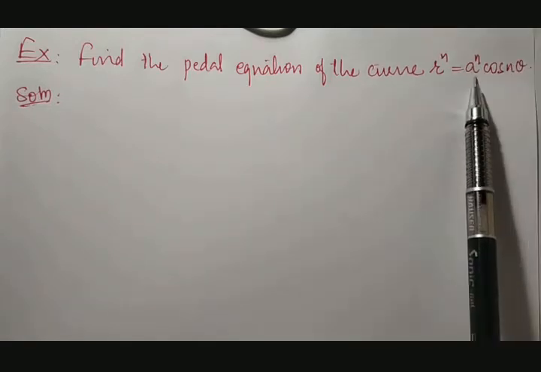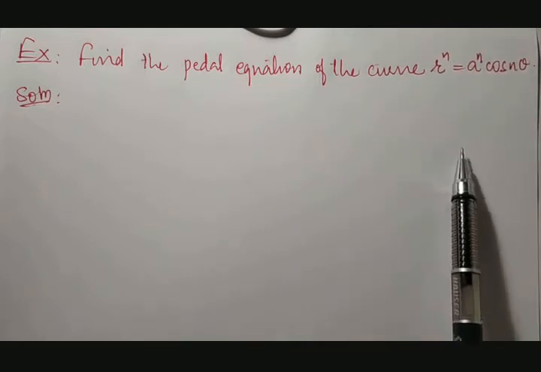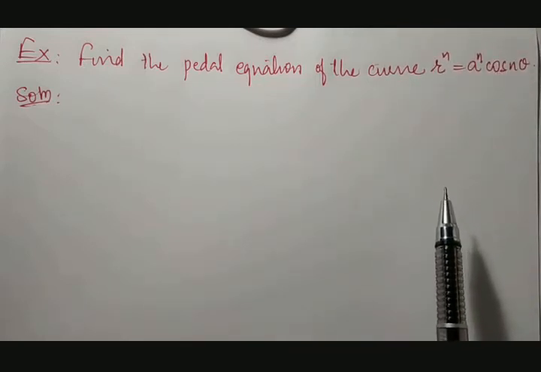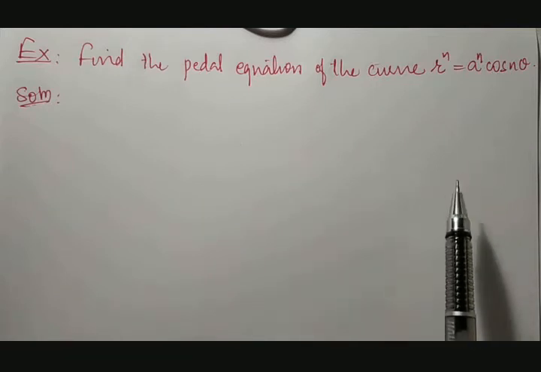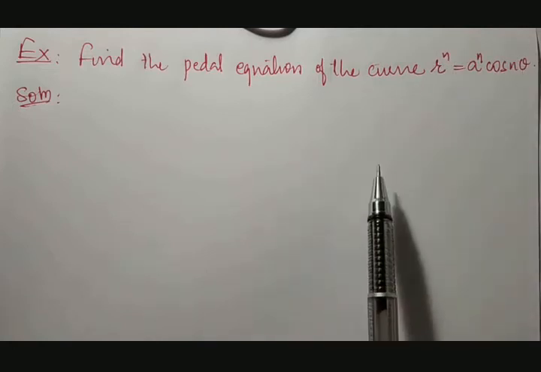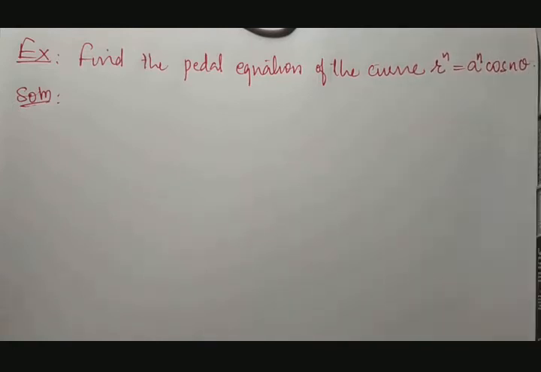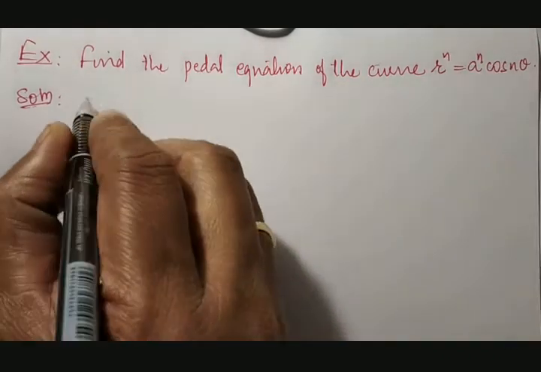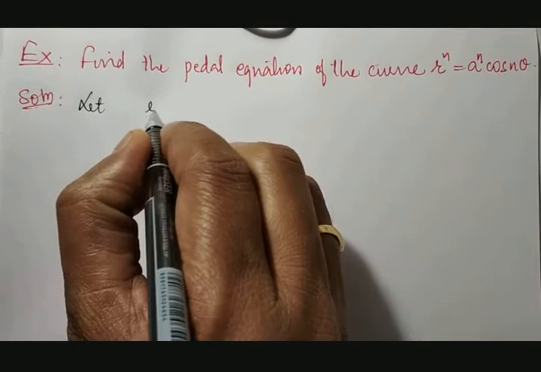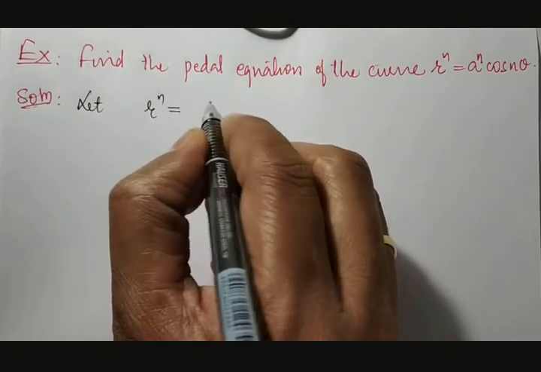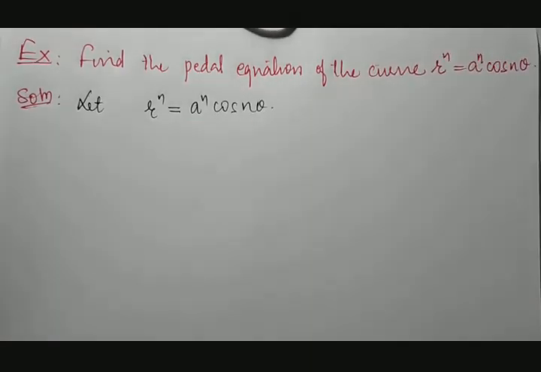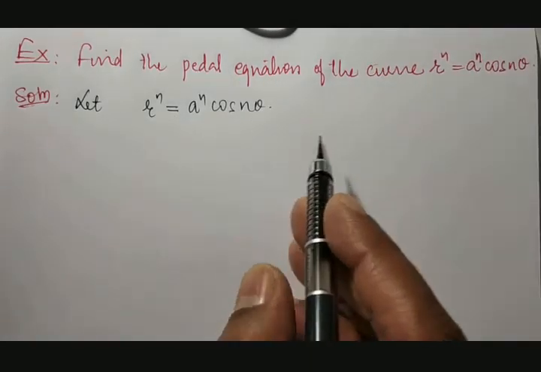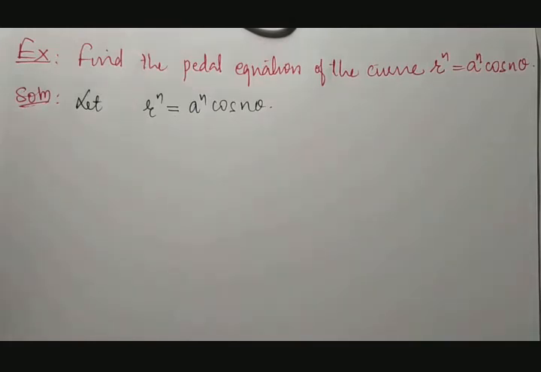First we need to obtain ψ. Then that ψ will be substituted in the expression. After substituting, by using that expression and the given curve, θ will be eliminated. Then after θ is eliminated, that relation is the pedal equation. So very first, let me consider this example and the curve, which is nothing but r^n = a^n cos nθ. Since it is a polar curve, we need to obtain the value of ψ.